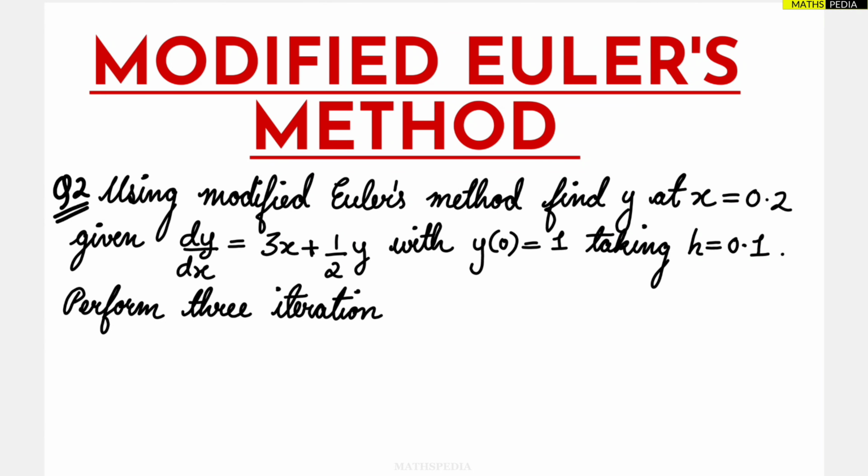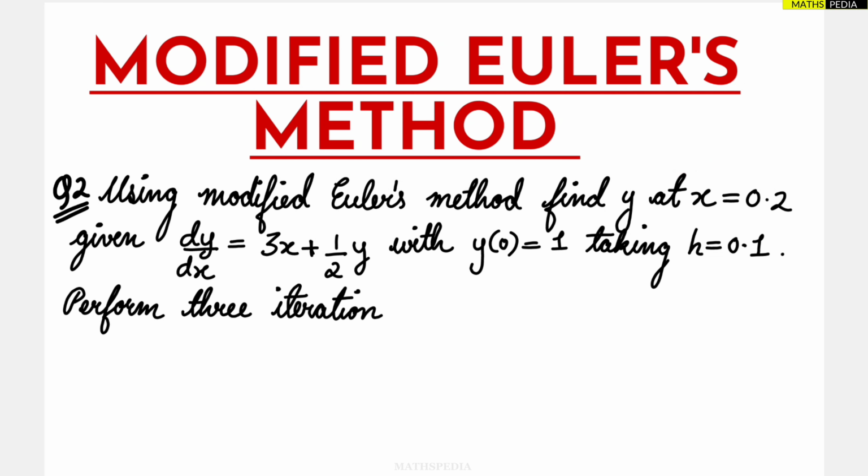So hey guys, in this video we are going for the second problem in the modified Euler's method. Using modified Euler's method, we have to find the y at x equal to 0.2. That means we have to find y of 0.2.